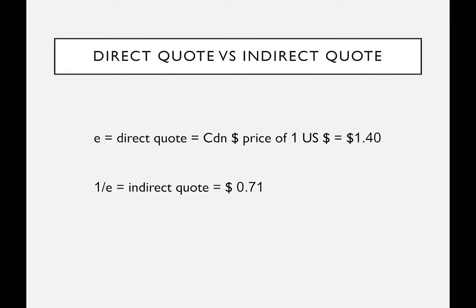The direct quote, which is the way we do it in economics, is the letter E, and it's the Canadian dollar price, or the domestic price, of one unit of a foreign currency. In all the cases below, I'm going to keep using the United States as a foreign currency. So at present, the exchange rate in Canada is $1.40, meaning it costs $1.40 Canadian to purchase one US dollar. And this is what's called the direct quote.